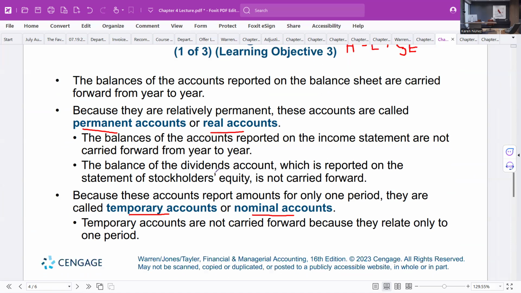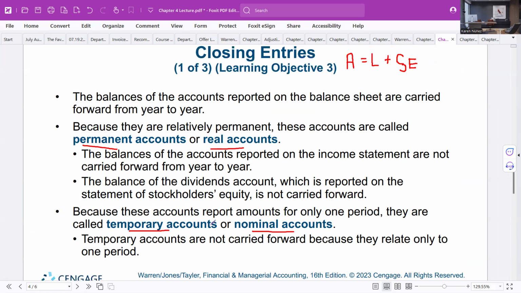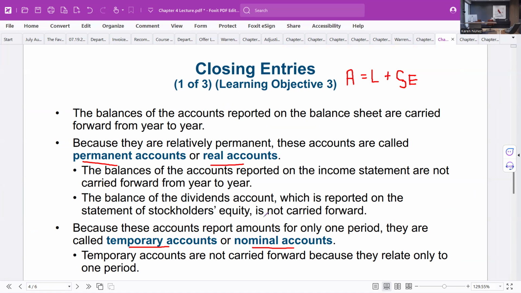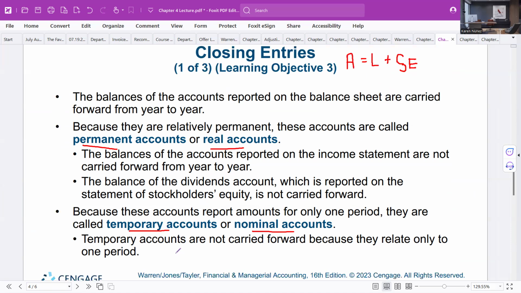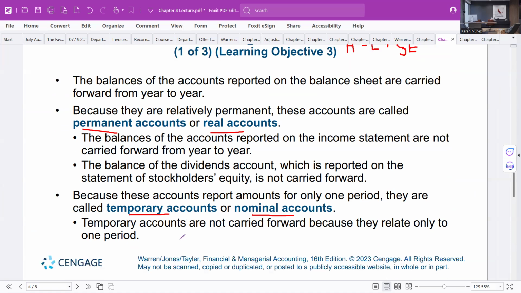On the other hand, we also have some temporary accounts that we use during the period that ultimately we have to close out to the stockholders' equity. There are three of them. There are the revenue accounts. So revenue is a temporary account. It's an account that we use just to accumulate revenue during the period, and then we close it out at the end of the period.